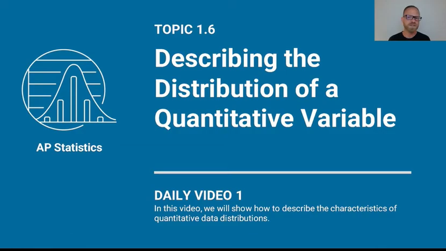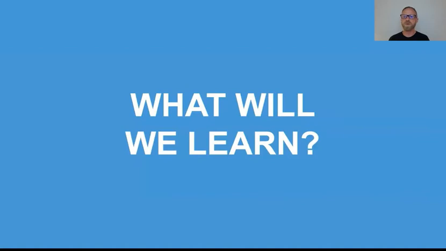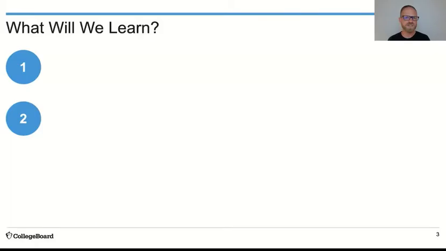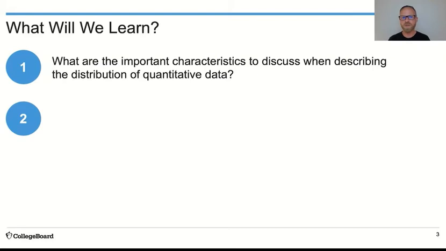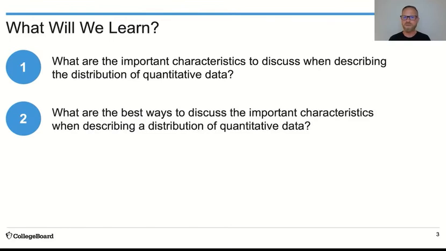So we're going to learn some vocab here in this. Describing the distribution of a quantitative variable. So let's start with what we will learn and 2 questions that we'd like to try and answer in this video. Number 1, what are the important characteristics to discuss when describing the distribution of quantitative data? And 2, what are the best ways to discuss the important characteristics when describing a distribution of quantitative data?